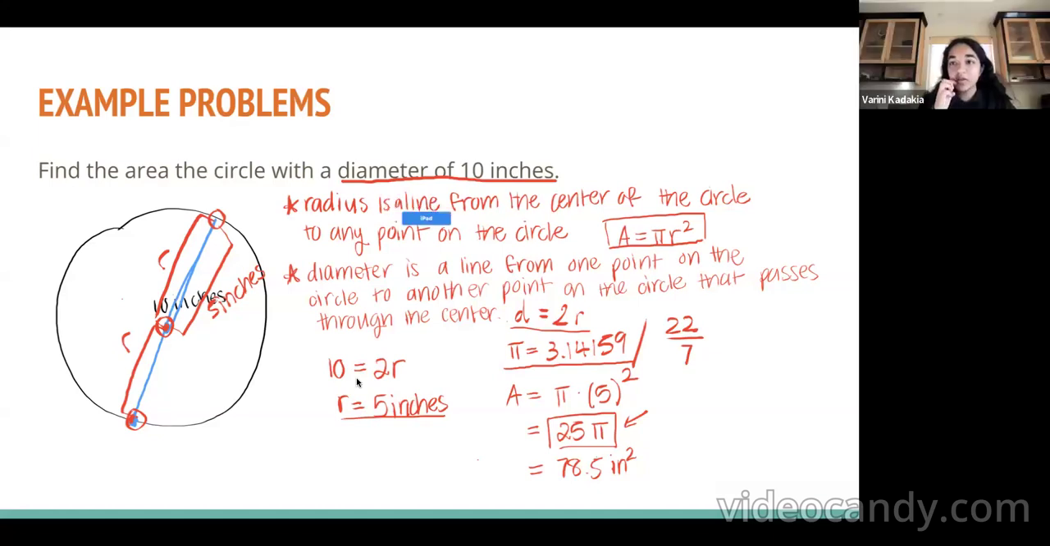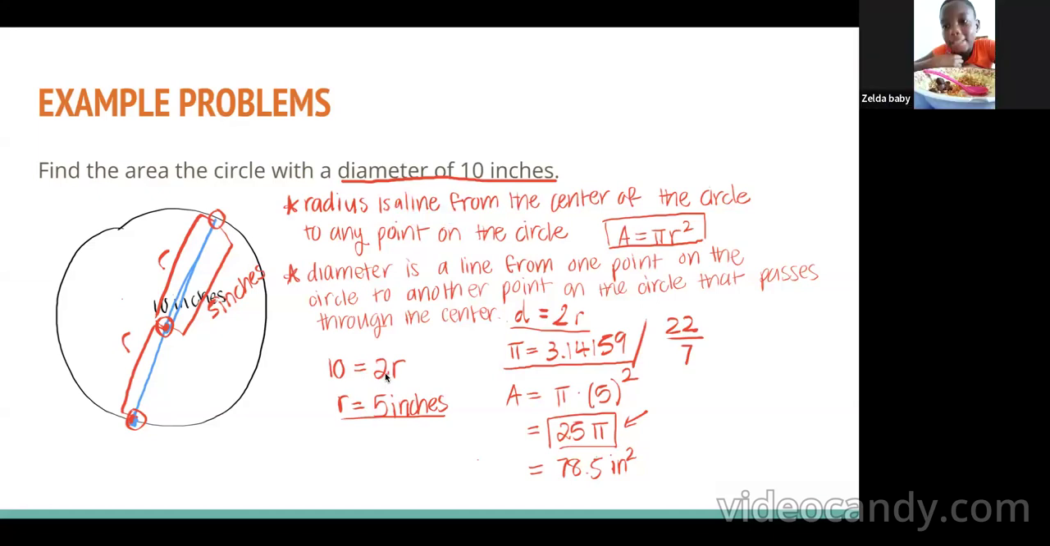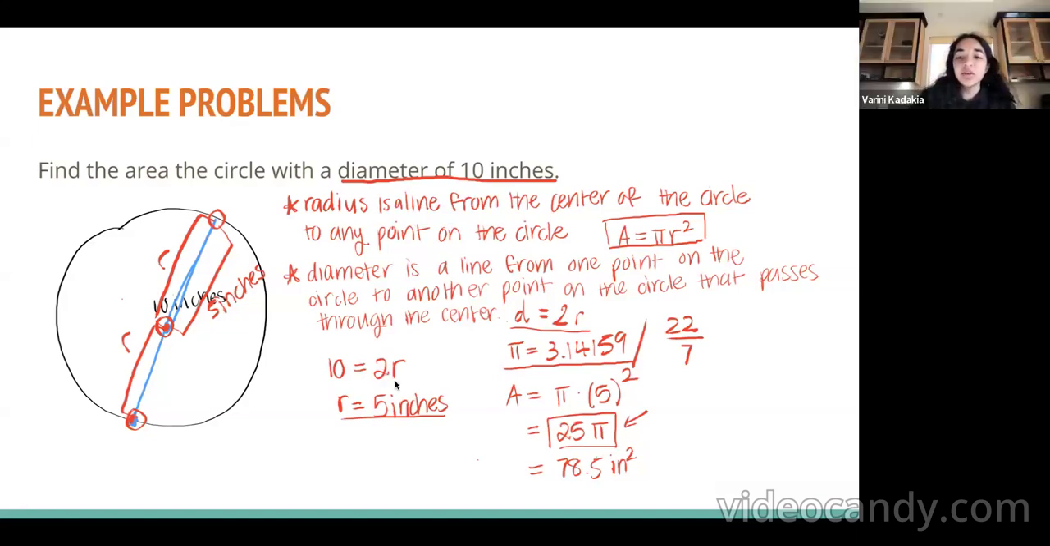Thank you. Yeah, Zelda? After you've gotten the 25 pi, is that your last answer? Oh yeah, like I was saying before, in some cases 25 pi can be your last answer, but in other cases they might want you to multiply the pi in using 22 over 7 or the approximate 3.14159, and using that you can get 78.5 inches. So these are both valid answers.